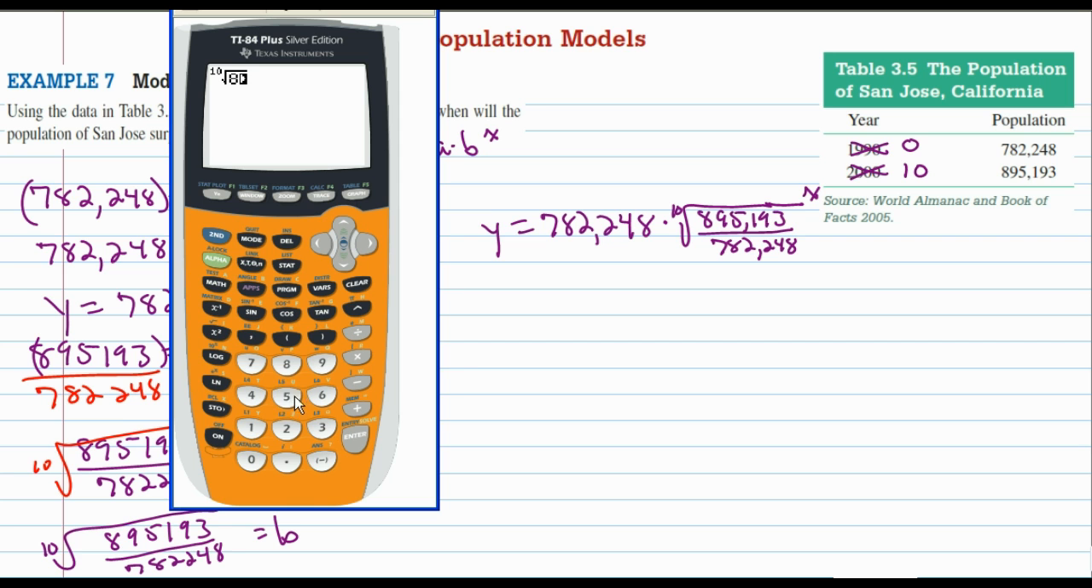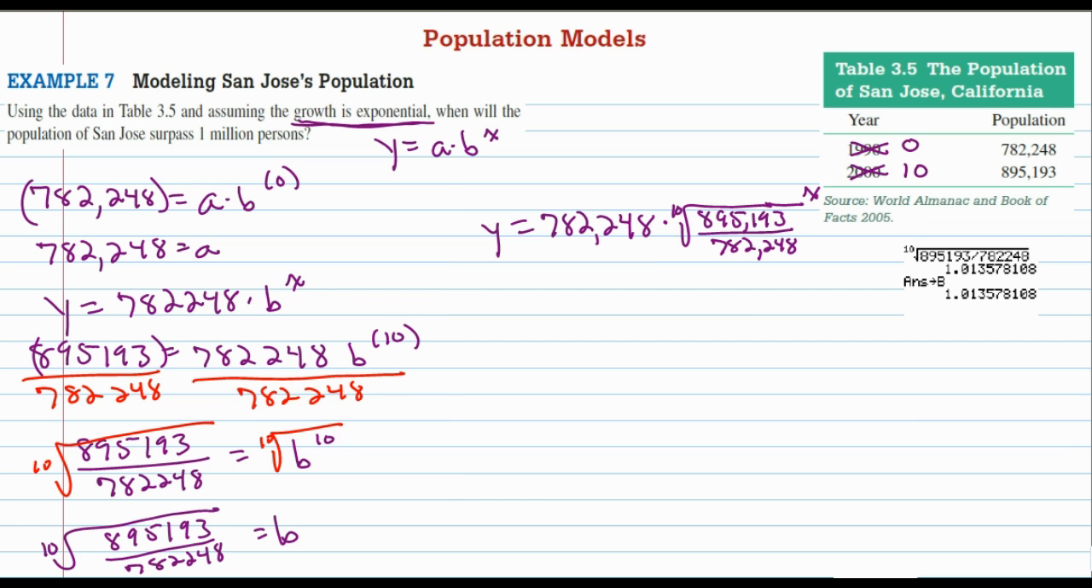So 895,193 divided by, let's see, that would be 782,248. Hit enter. Now it's got this value. That value is greater than 1, which is good because I know that this is an exponential growth function, so that value should be greater than 1. I'm going to store that value, so hit store, as the letter B, alpha B. Since that's my B value, I may as well store it as B.